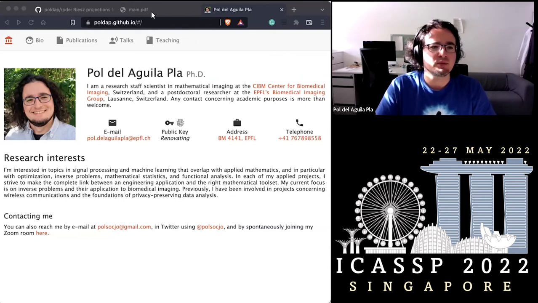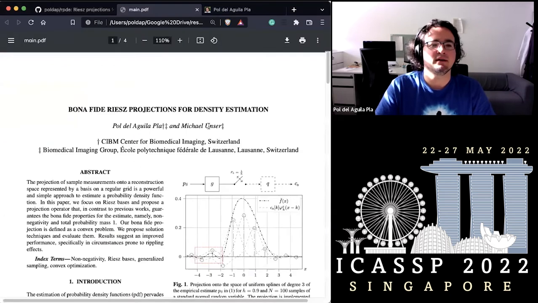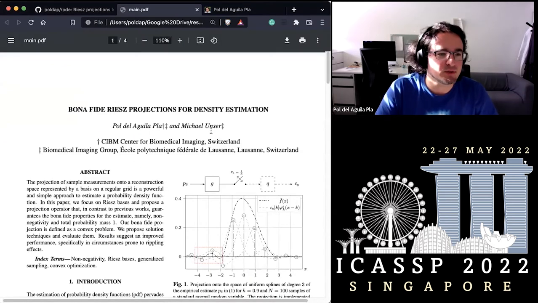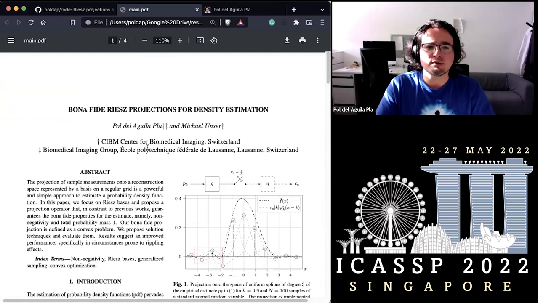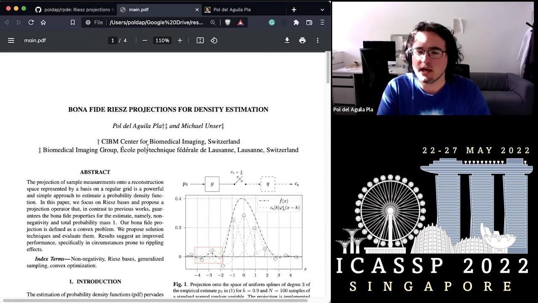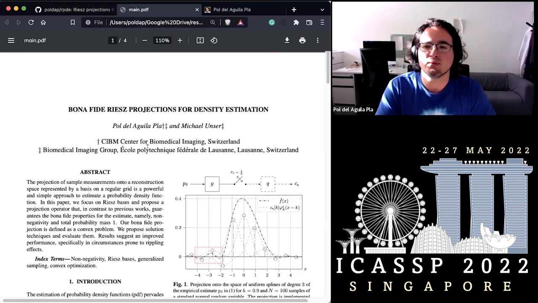And I'm here today to talk about this paper, accepted to ICASSP 2022, about bona fide risk projections for density estimation. So this is basically using generalized sampling from signal processing for density estimation and how to do it so that the resulting estimates are bona fide, so non-negative and integrating to one.